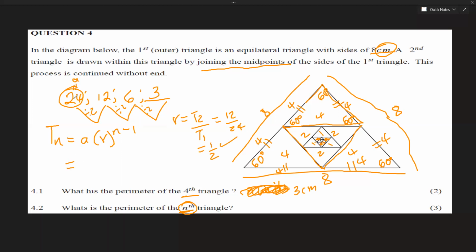So my first term, A, is 24. So I put it there. My R is half. Then n minus 1. And that's finito about this question.